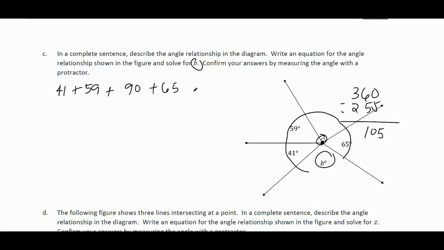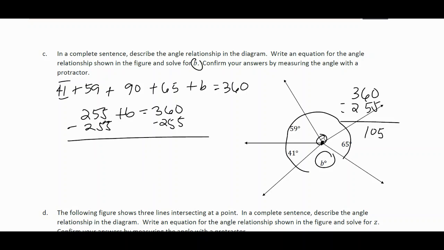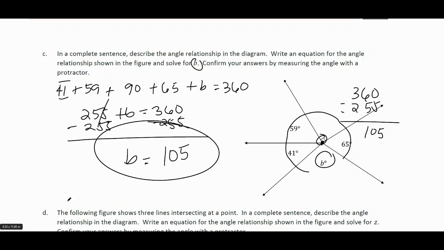65 plus B is going to be 360. Adding these four here, 255 plus B is equal to 360. Subtract both sides by 255. So B is equal to 105. Okay?